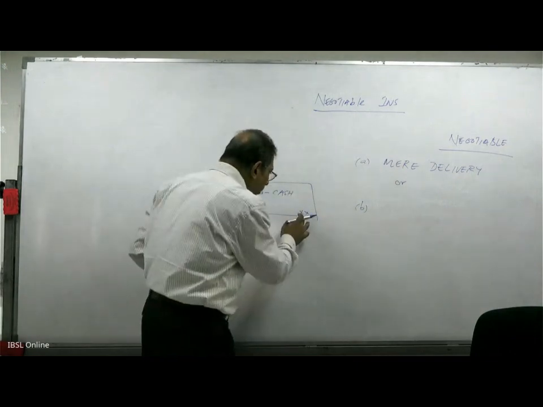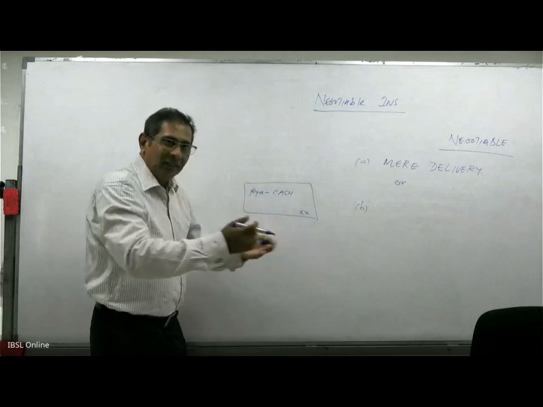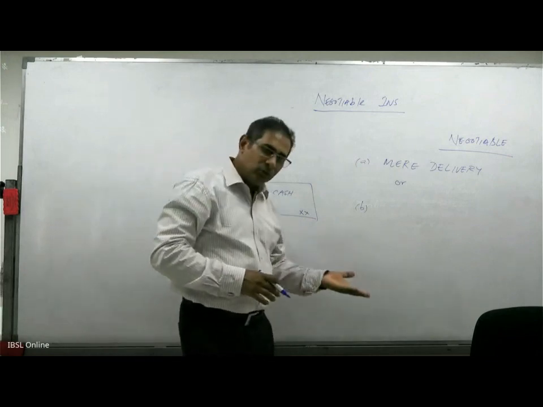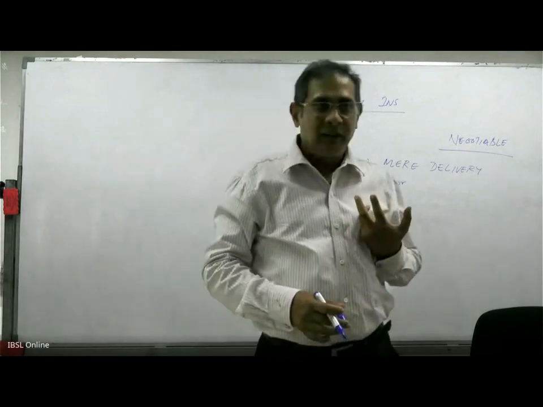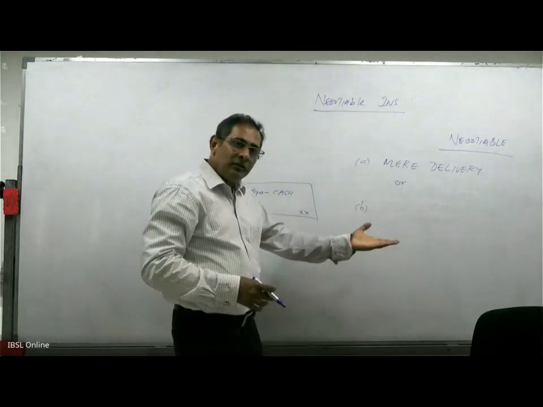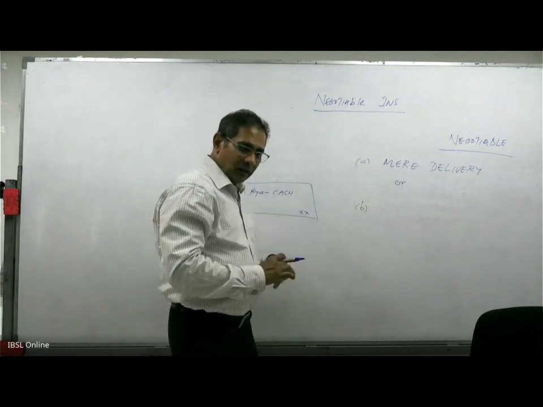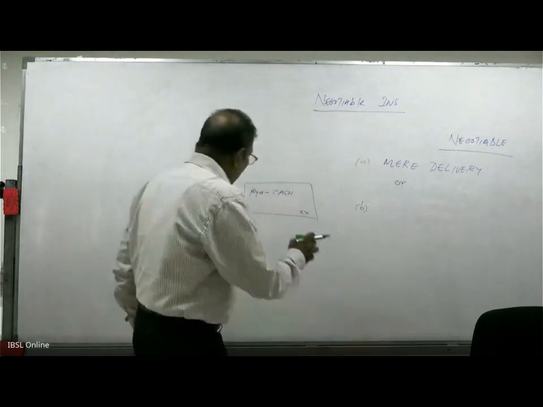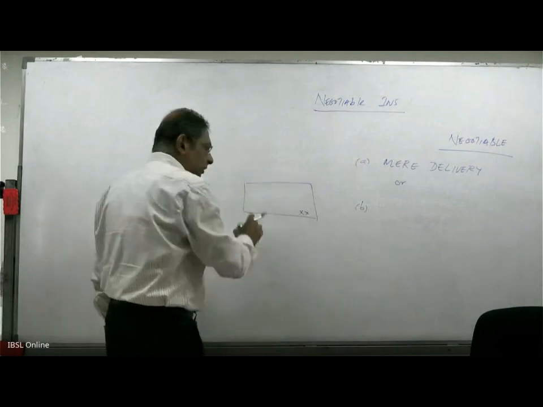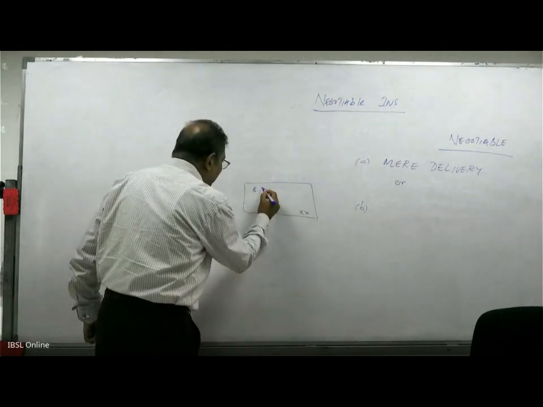So how has the drawer given Bernard the check? By mere delivery. I have done some services for him, or he is giving me a gift, or whatever it is. He has just delivered the check. Mere delivery. Or he might give the check like this, to Bernard, with a signal.